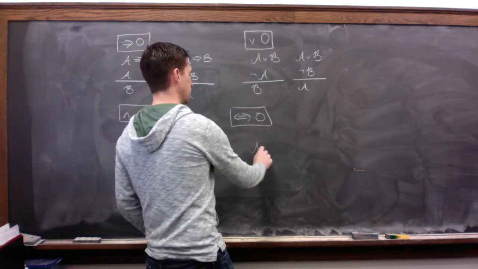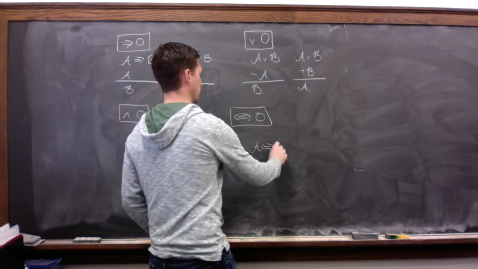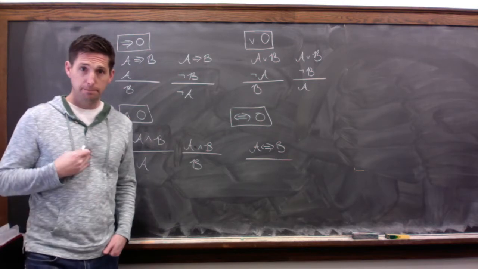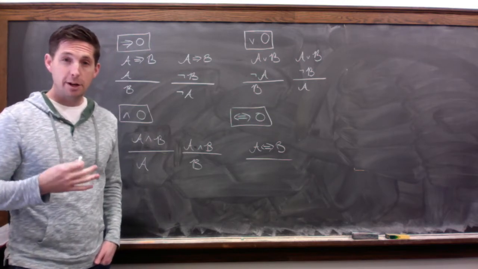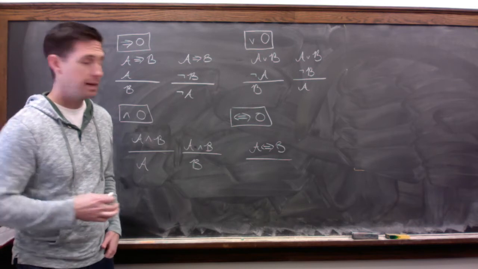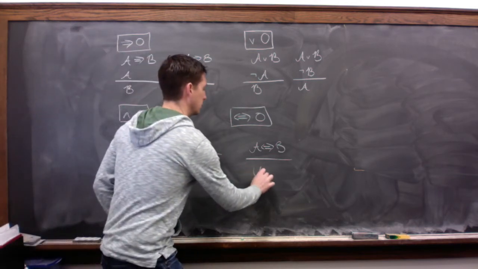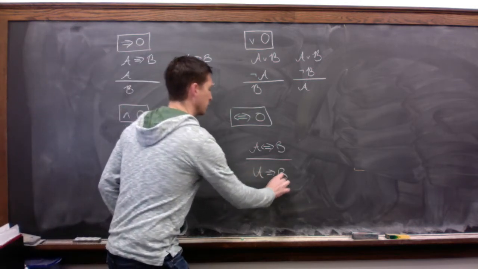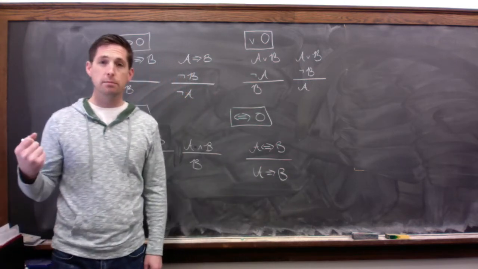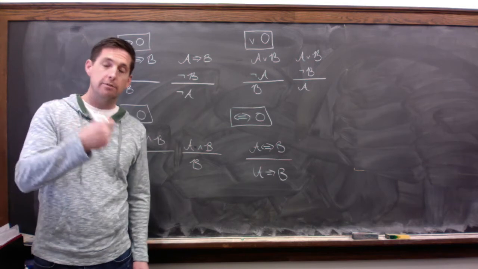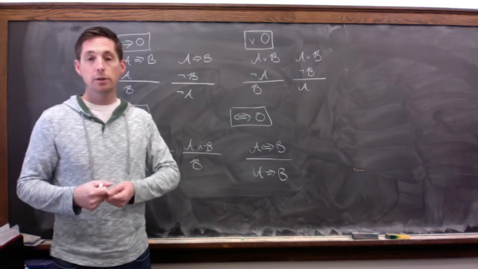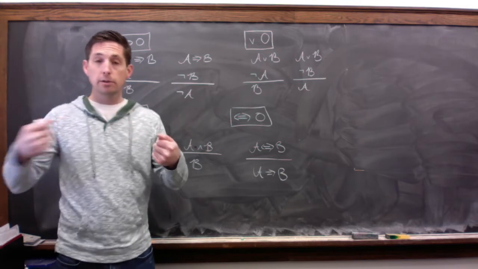And it says if you know that A biconditional B is true, then you know that just A arrow B is true. Why is that? Well, if you remember, the biconditional really says if A then B and if B then A. It says both of them. That's what the biconditional says.